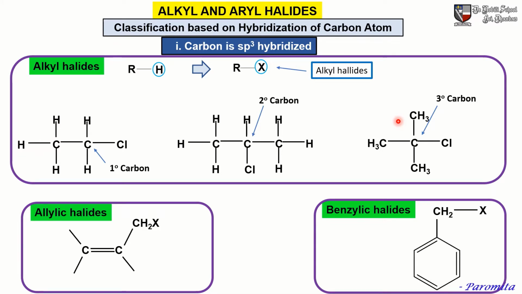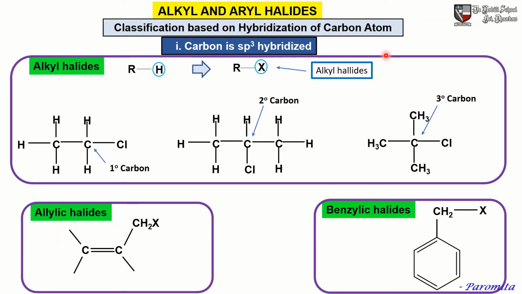Now let us start with alkyl and aryl halides. Alkyl halides are compounds in which a halogen atom, it can be fluorine, chlorine, bromine or iodine, replaces a hydrogen atom of an alkane. For example, see, this one is an alkane, RH. Here, H is replaced by X. So, this is alkane and this one is alkyl halides. Now, what is aryl halides? In aryl halides, the halogen atom is attached directly to the aromatic ring or benzene ring.